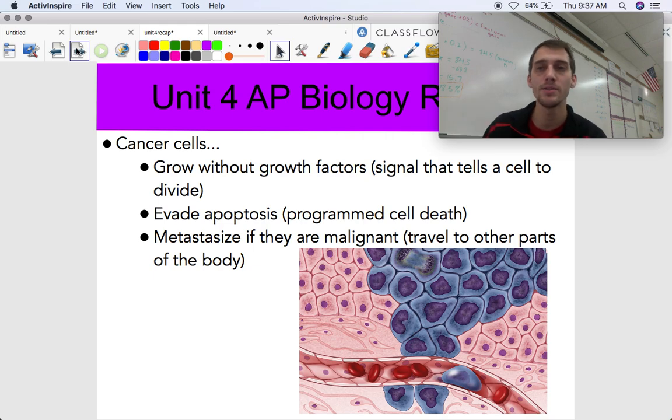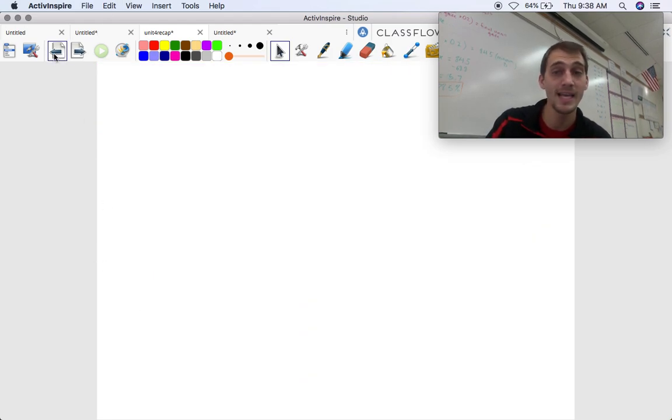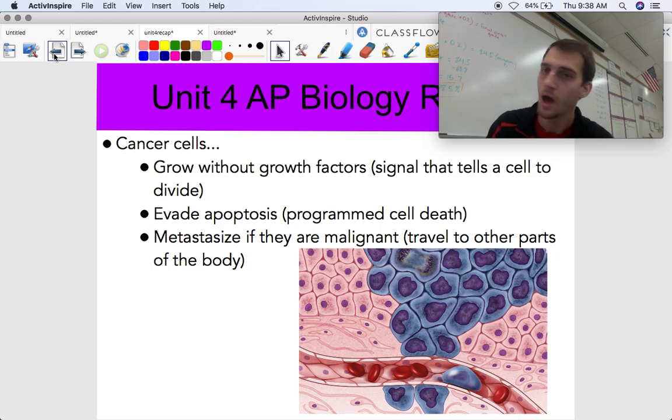And the third thing about cancer, which is one of the things that makes it so terrible, is that it can metastasize. Metastasis is when a cancer cell gets access to the bloodstream or the lymphatic system, and it can travel to other parts of the body and spread there, right? A tumor that is able to metastasize is called malignant. A tumor that cannot metastasize is called benign. So yeah, this is what cancer is all about.